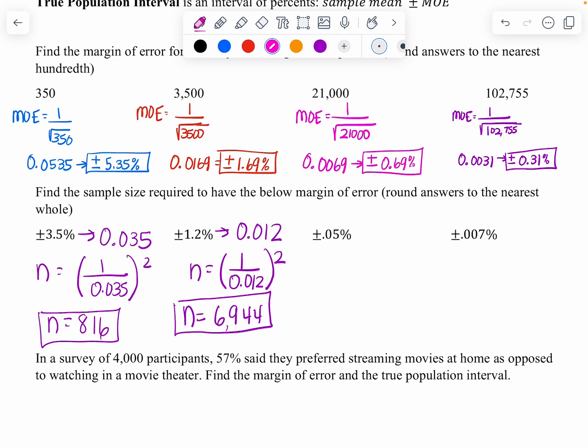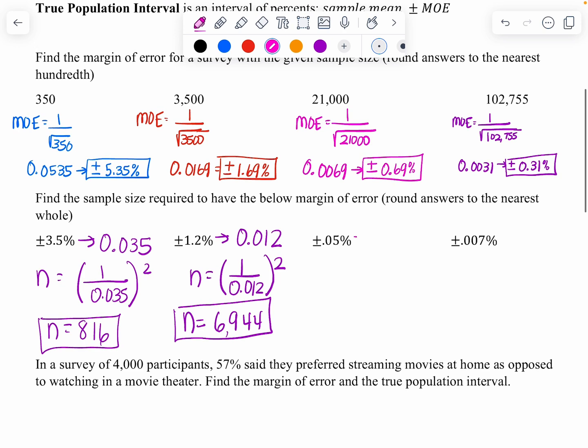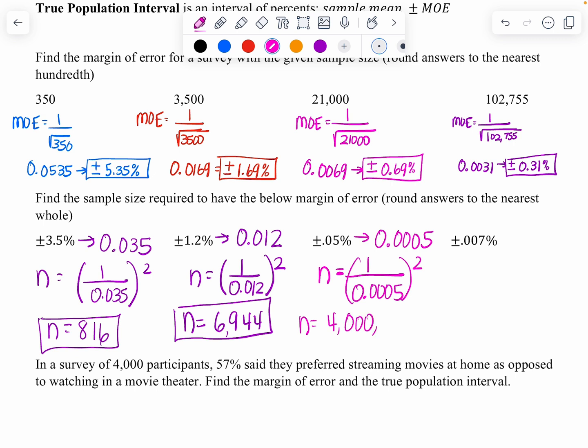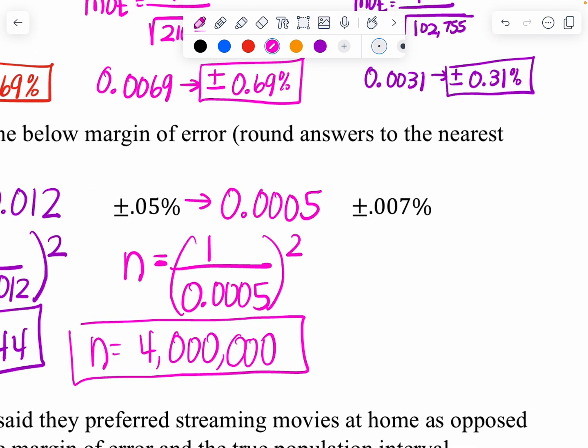Looking at plus or minus 0.5%, we're going to use that as a decimal, 0.005, little teeny tiny number. So our sample size is equal to 1 divided by 0.005. I'm going to take that number and square it, put it in my calculator, and I get a sample size of 4 million. A really big number. So as the margin of error gets smaller, the sample size gets bigger.